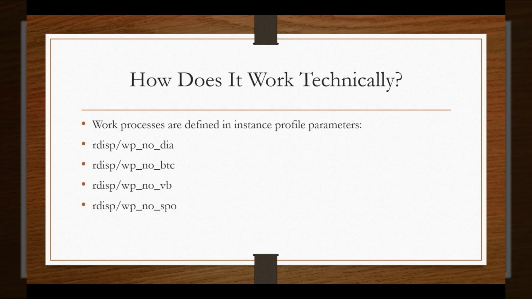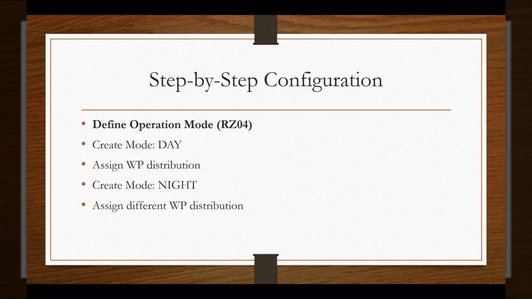So how this typically works is, these are the instance profile parameters. WP stands for work process, NO stands for number, DI stands for dialogue, BTC for background, SPO for spool. Spool is used for printing. So these are the basic parameters where the number is adjusted. This configuration is done using transaction code RZ04.